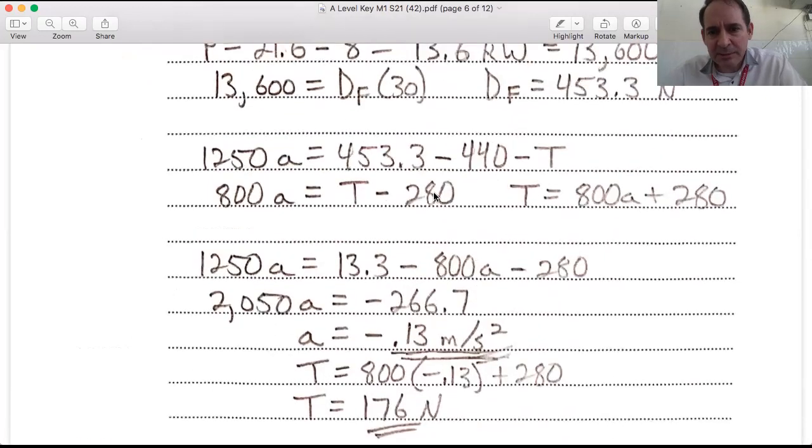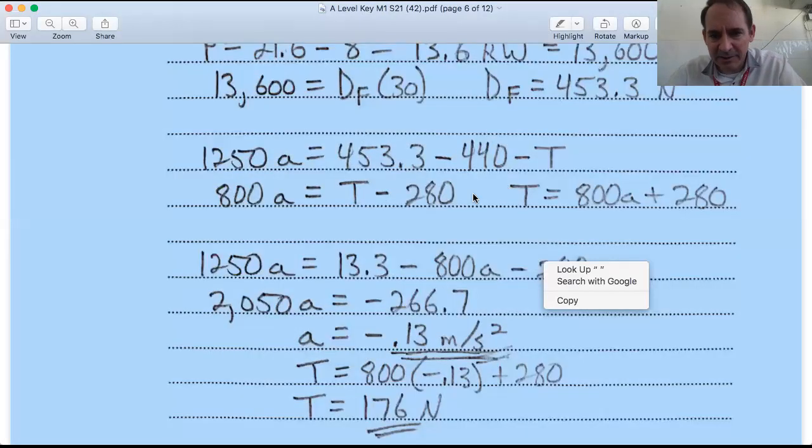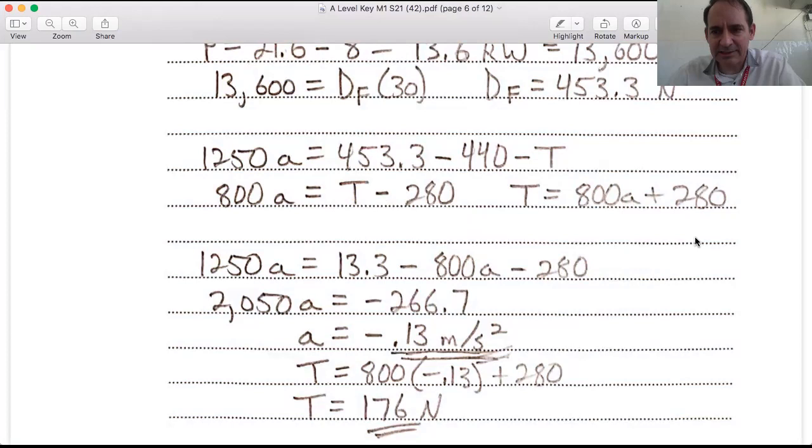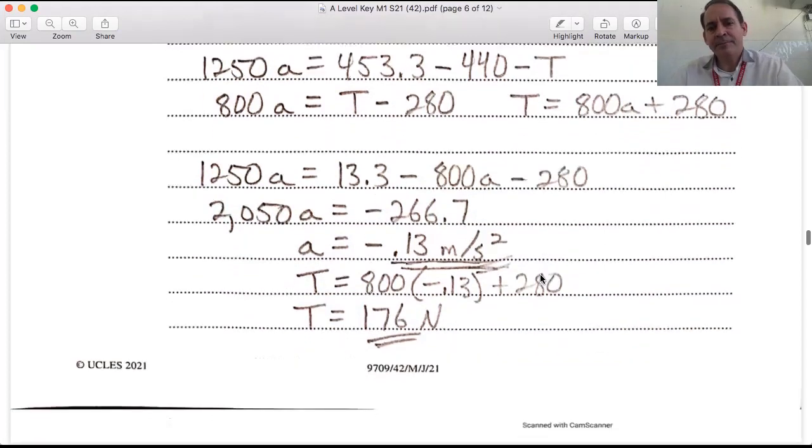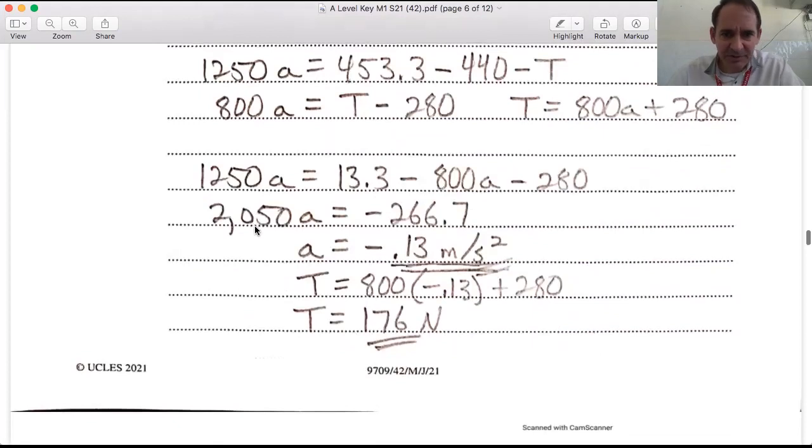So this is just simultaneous equations. I got the T in the second equation by itself, plugged it into the first one, distributed this negative through the 800A plus 280. This is the 453.3 minus 440 right here. Get the A's on the same side together. Get your other values. Notice it's negative.